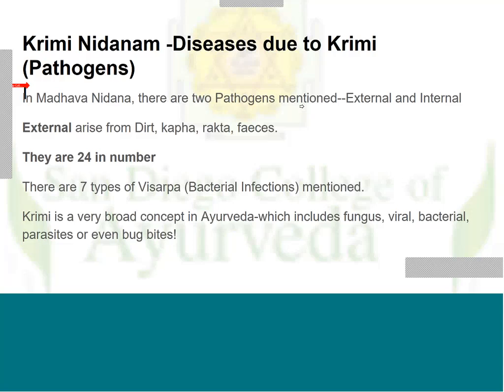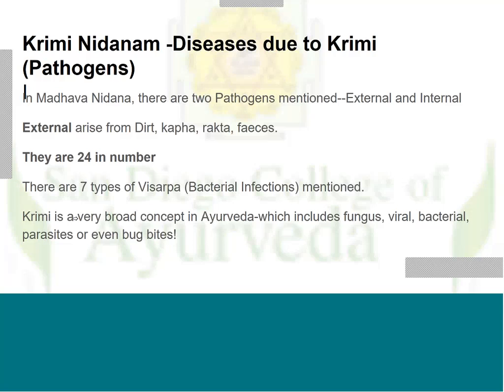And then there are two types of pathogens mentioned. There's external and internal. So external may come from dirt, from kapha or mucus, or the compound kapha of the body, from blood or rakta, from feces. And there are 24 of these. We're not going to go into these. There are 7 types of visarpa, or bacterial infections, mentioned.